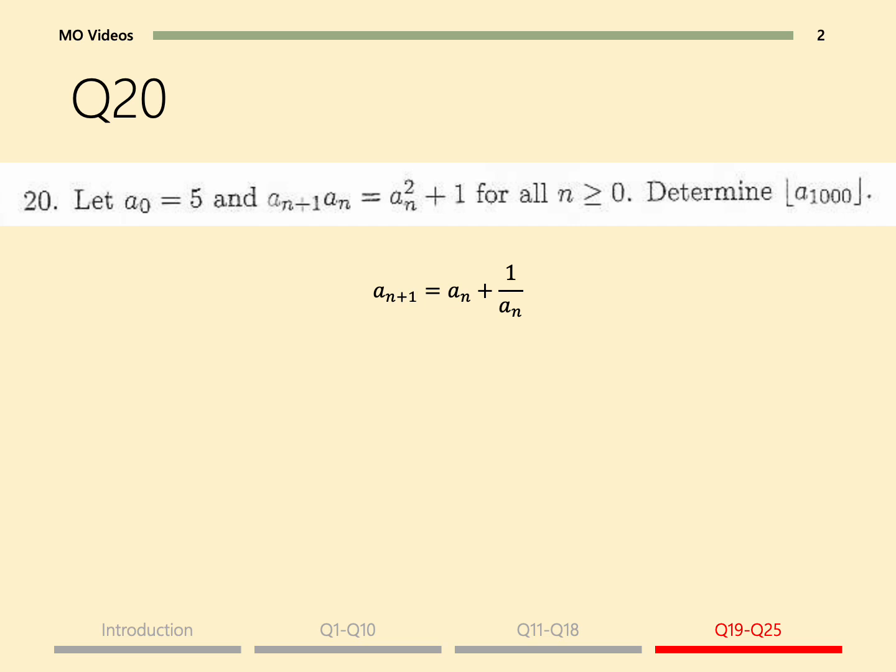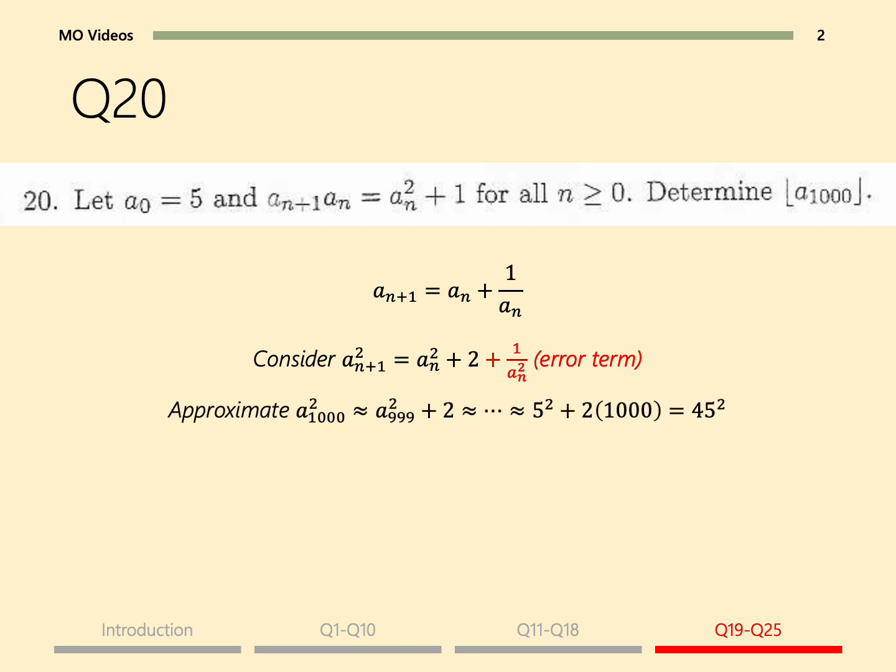Now the next step, which is much harder, is to play around with this recursion. And after some time, one may find that the correct way to play with this is to square both sides. Because the error term, 1 over a_n squared, is actually very small, and after neglecting it, one is left with the simple recursion a_(n+1) squared equals a_n squared plus 2, which immediately gives an approximation for a_1000 squared as 5 squared plus 2 times 1000, which is conveniently 45 squared, such that a_1000 is around 45.